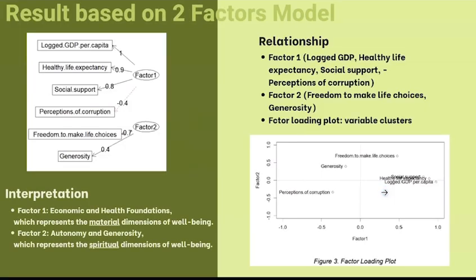We can see that the first factor has a high positive relationship with the log GDP per person, healthy life expectancy, social support, and perceptions of corruption, and we interpreted it as the material dimension of well-being. Meanwhile, the second factor has a high positive relationship with freedom to make life choices and generosity, so we interpret it as the spiritual dimension of well-being.